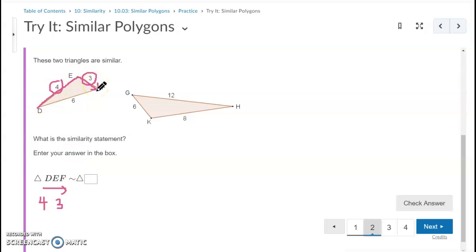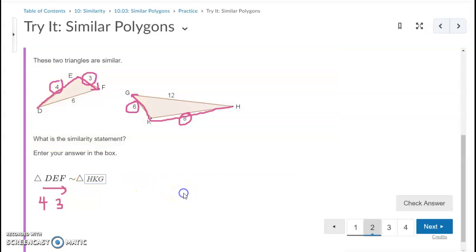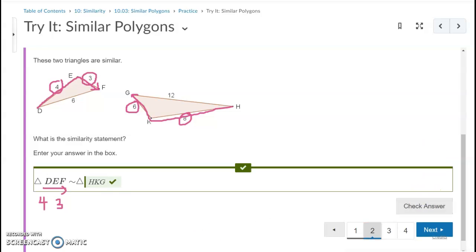And then in the other triangle, what is my middle side and then my smallest side? Well, my middle side is 8. And when I say middle, I mean it's not the largest, it's not the smallest, it's the middle length. And then my smallest side is side 6. So to go in that order, it would have to go H to K to G. So we're going to write that in that order here, H, K, G, and check our answer.